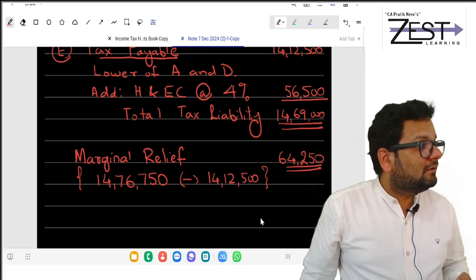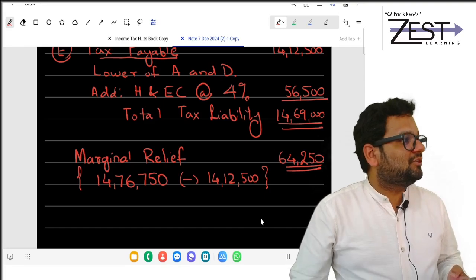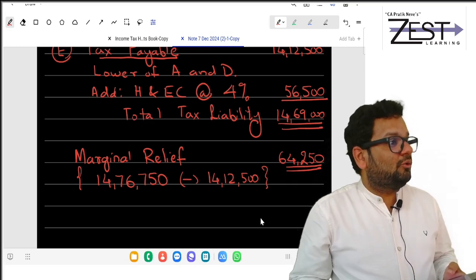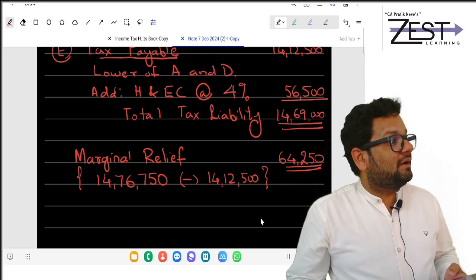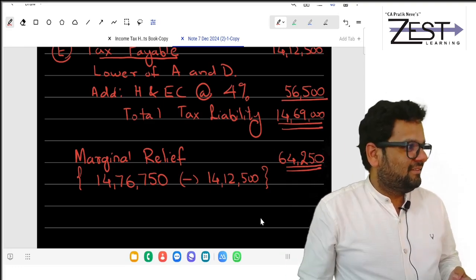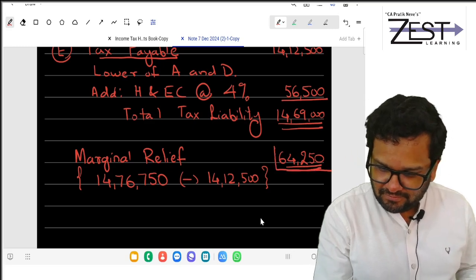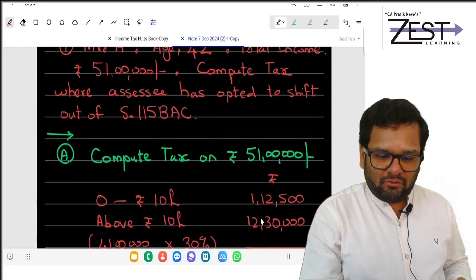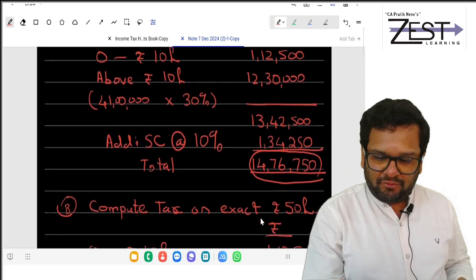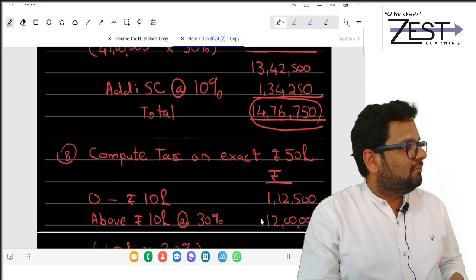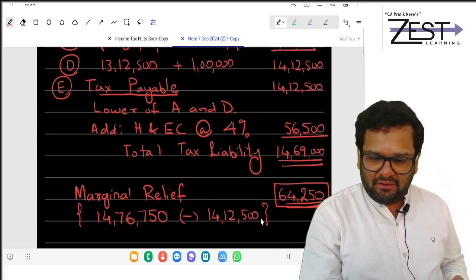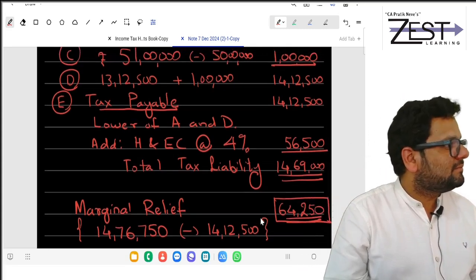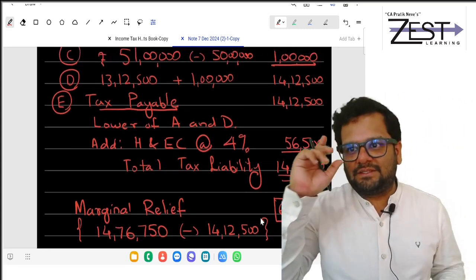1 lakh is also gone. Only that is gone. If you would have kept that 1 lakh, you would have ended up paying more by this much. Think. Because keeping that 1 lakh, you would have paid 14,76,750. But giving away that 1 lakh, you are paying what? 14,12,500. That is the point.